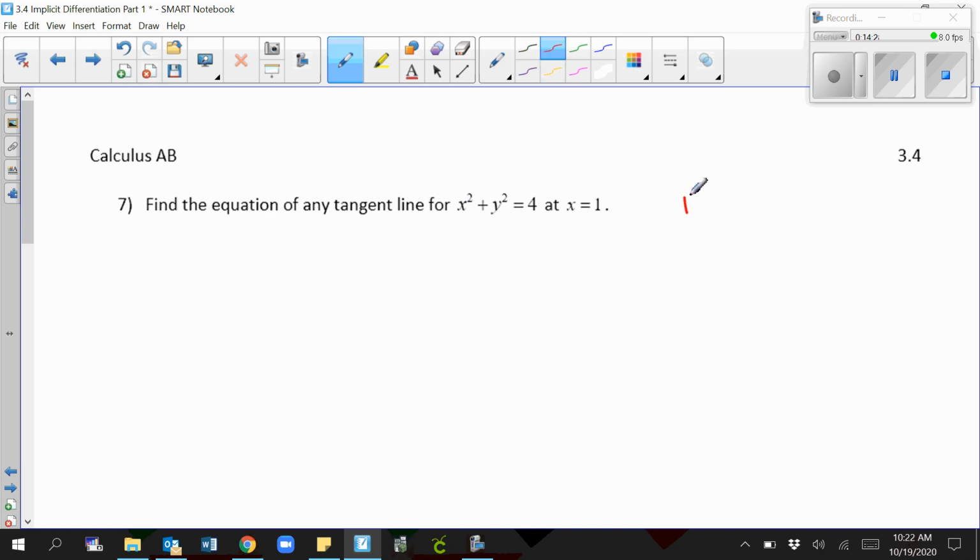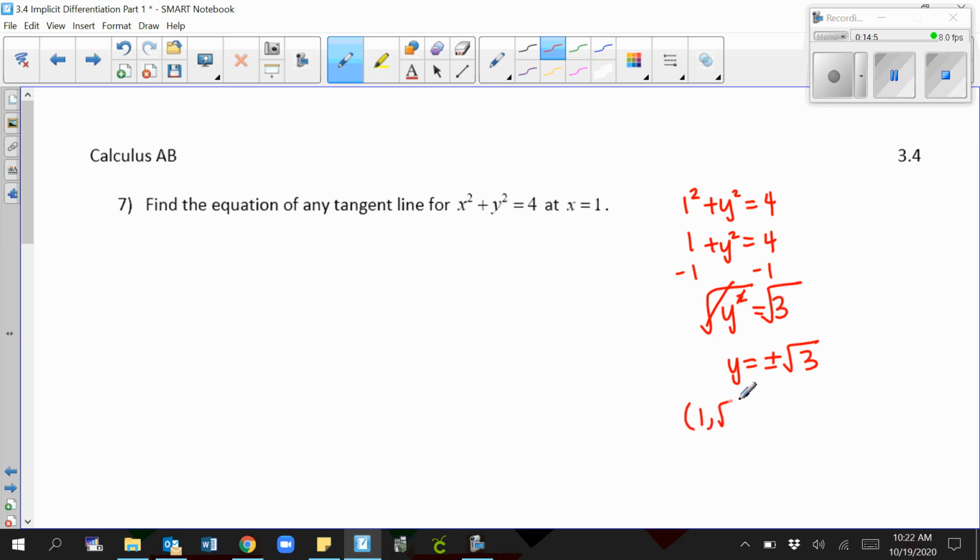So I'm looking at 1 squared plus y squared is equal to 4. So 1 plus y squared is equal to 4. I can subtract 1 from both sides, so y squared is equal to 3. And I'm going to take the square root. So y is equal to plus or minus the square root of 3. So what that means is I have the point 1, square root of 3, and I have the point 1, negative square root of 3. So that means that I'm going to have 2 tangent lines.